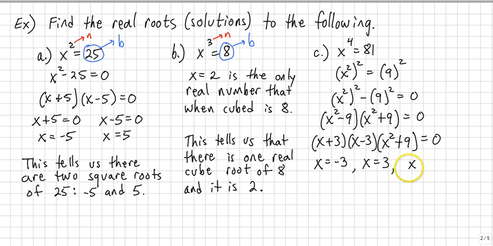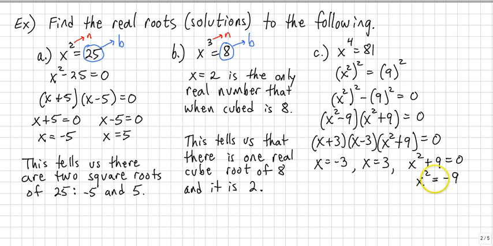And then x squared plus 9, when I set that equal to 0, if I move 9 to the other side, I get some number squared equals negative 9. Well, we know from our study of negative numbers that when you square any real number, it doesn't come out to be negative. So this has no real solutions.